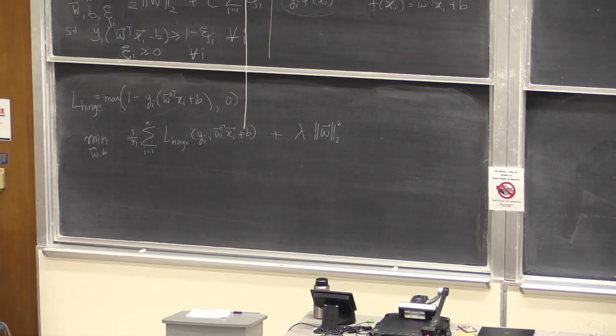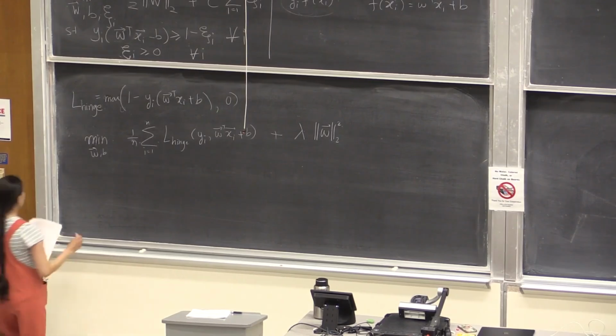So this is my hinge loss formulation, and you could think of it as yet another way to classify points. I'm saying, look at my points and try to make sure they're always correctly classified, because if you're wrongly classified, your hinge loss is going to go up. And do this while making sure the norm of W is small.